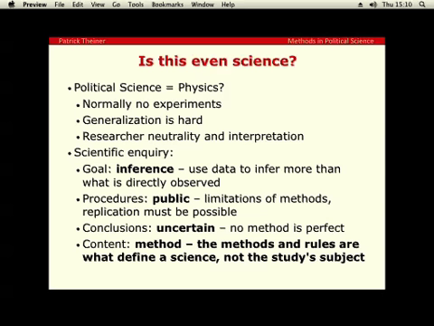There's different perspectives to certain things, but if we try to infer something about the larger world, if our procedures are public, if our conclusions are uncertain, and if we use the right scientific methods, then we're doing science. That's also true for political science.